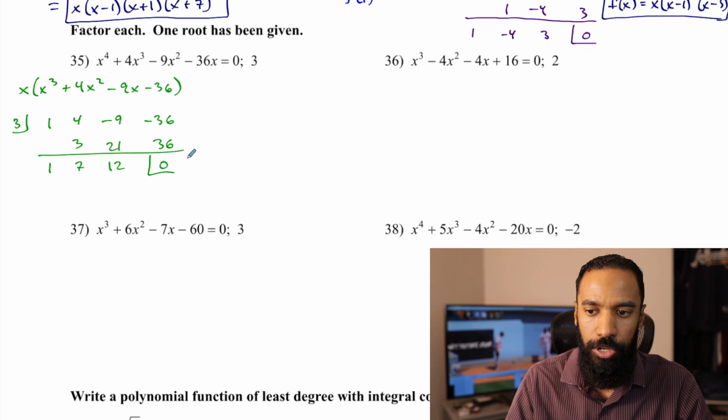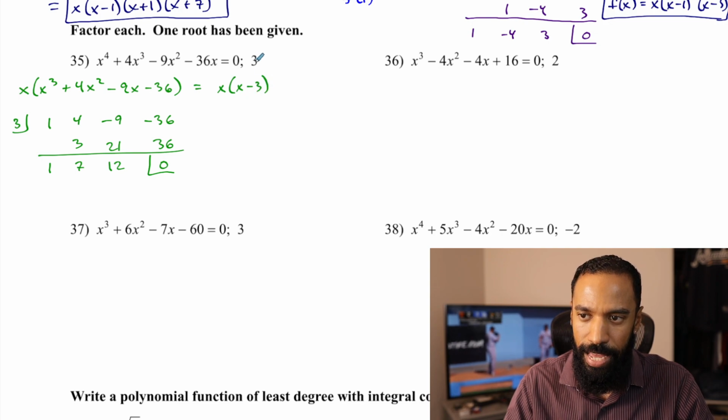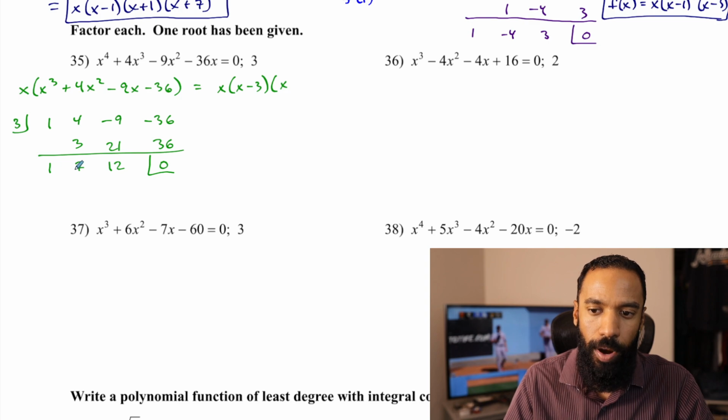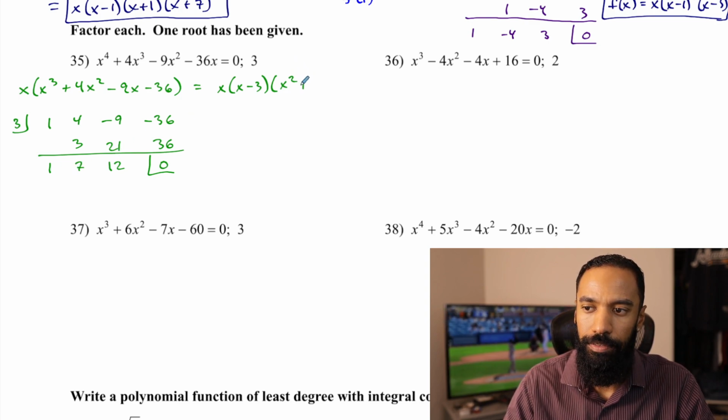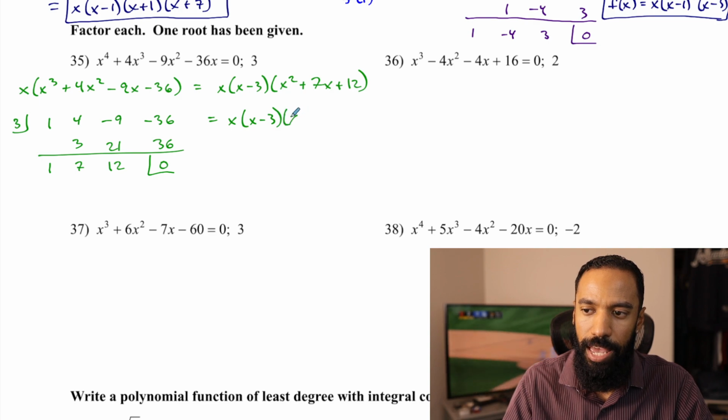And I got a remainder of 0 there. So now this factors into x times x minus 3, that's this root of 3 as a factor, times x squared plus 7x plus 12, and that factors into x plus 3 times x plus 4. So that is x times x minus 3 times x plus 3 times x plus 4.